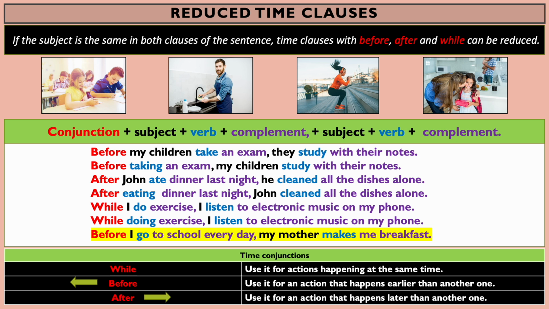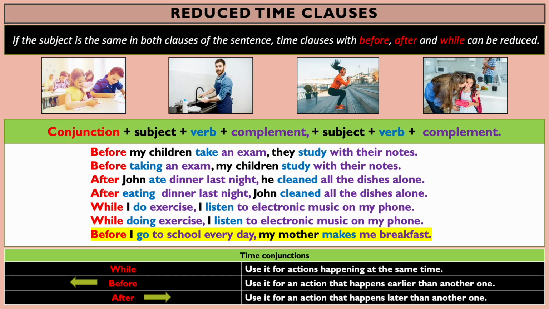Reduced time clauses. If the subject is the same in both clauses of the sentence, time clauses with before, after, and while can be reduced. This is the formula that you need to follow. You need a conjunction, the connector for the time, and we have while, before, and after. Then you have a subject, a verb, a complement. You need a comma. And then you need another subject, another verb, and another complement.